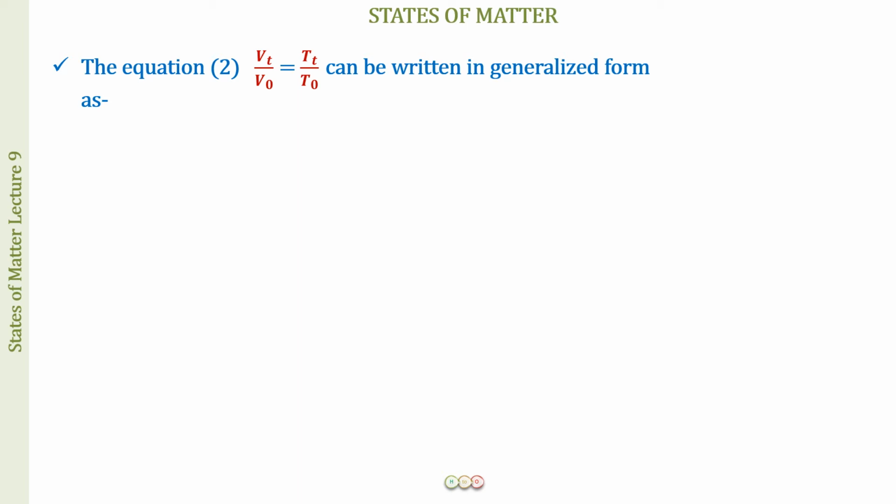So we can rewrite this equation in the generalized form as V2 by V1 equal to T2 by T1, where V1 is going to be the initial volume, V2 is going to be the final volume, and for this initial volume the temperature is T1 and for the final volume the temperature is T2. I hope this is clear, but just remember this, that this is the temperature on the Kelvin scale and not the temperature on the Celsius scale.